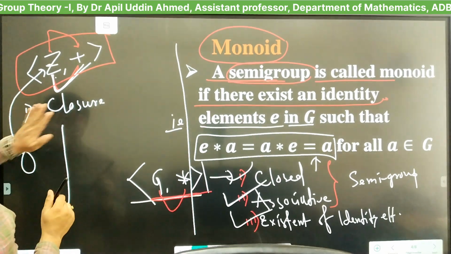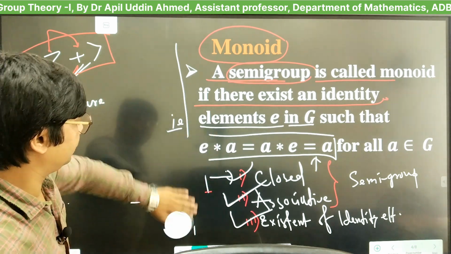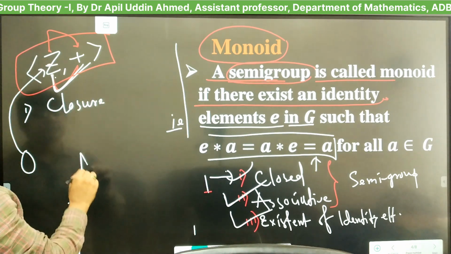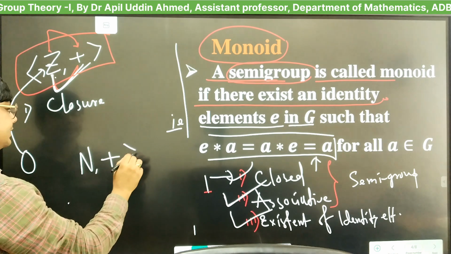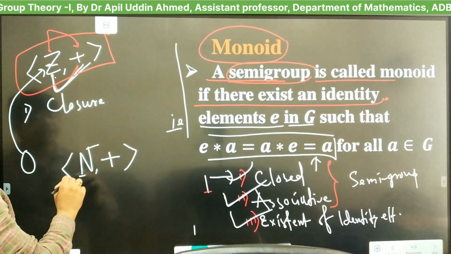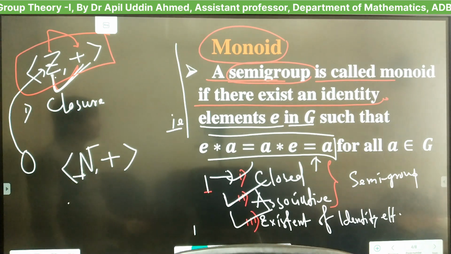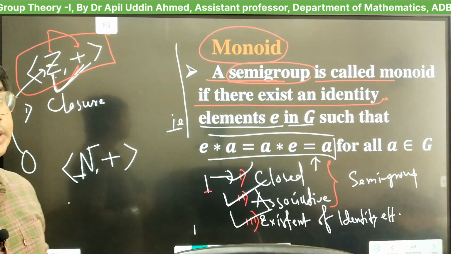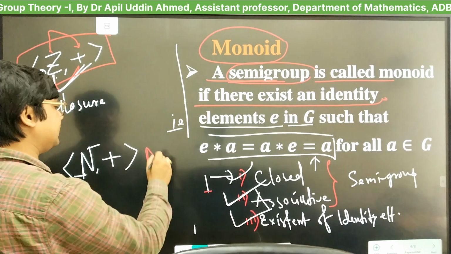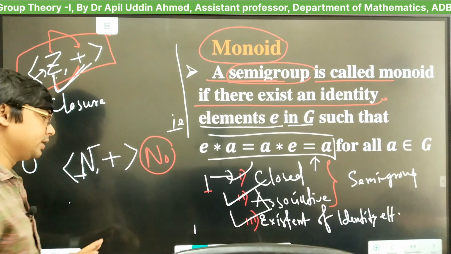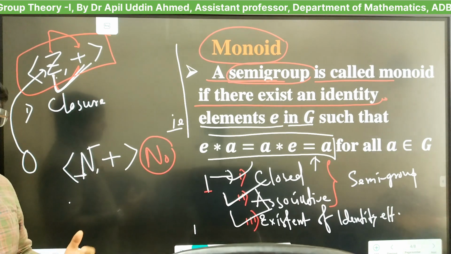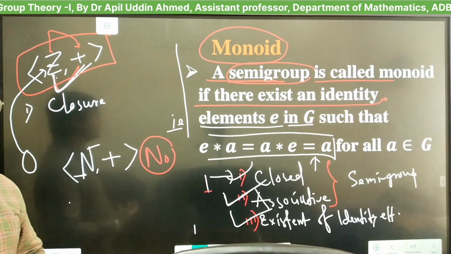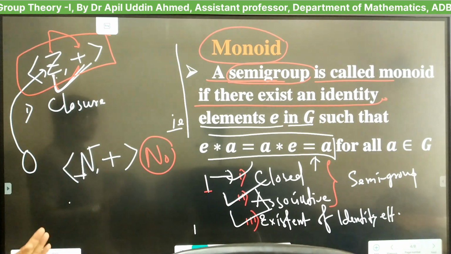But if we consider this structure, what is that structure? Suppose N plus, the set of natural numbers N with respect to addition. Now, is this one a monoid? No, guys. Why is this not a monoid? You see here, this set of natural numbers will satisfy the closure property with respect to addition.